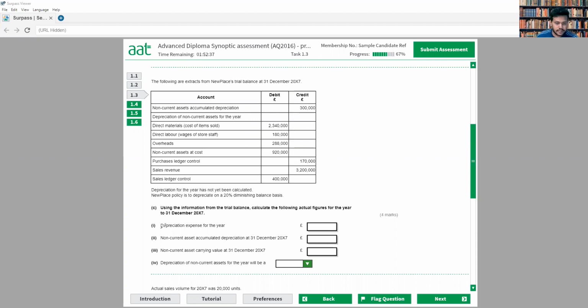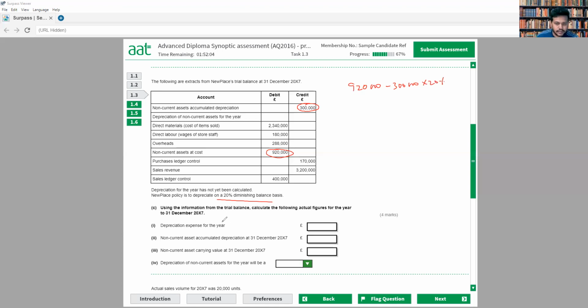Let's have a look. What is the requirement we have? Depreciation for the year has not been calculated. New Place policy is to depreciate 20% on the diminishing balance. It's not difficult, because all you have to do from the cost 920 minus the accumulated depreciation, which depreciation is already gone, and multiply by the 20%. That will tell me how much is the depreciation.